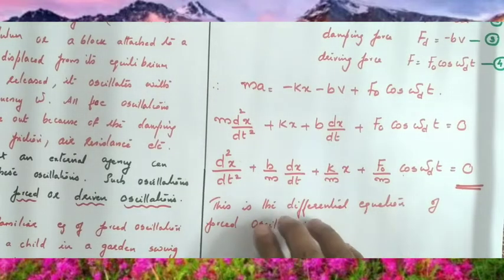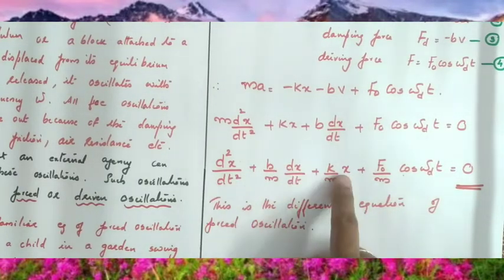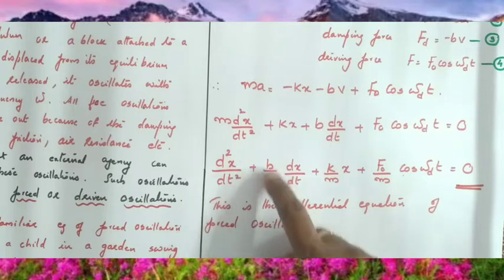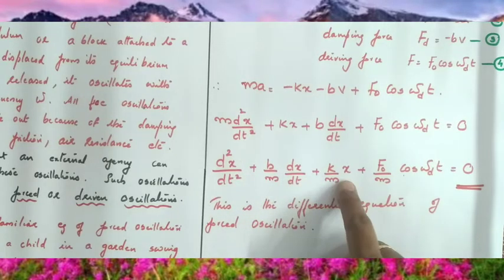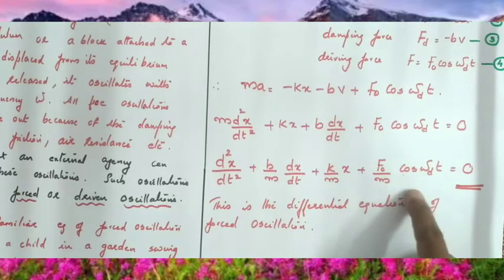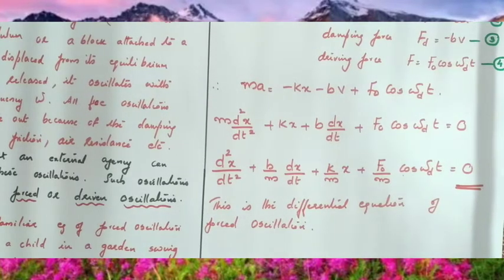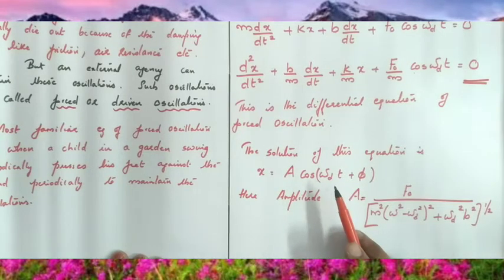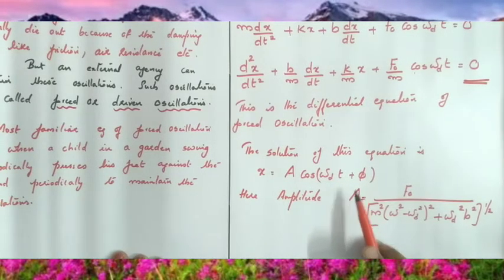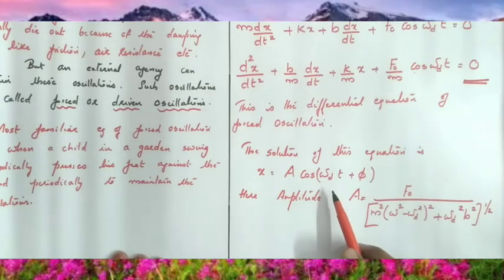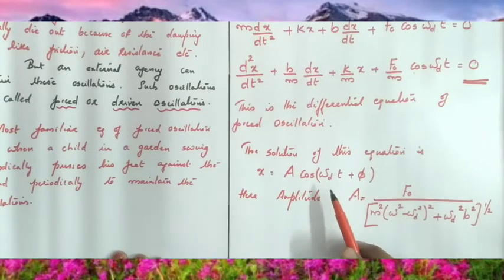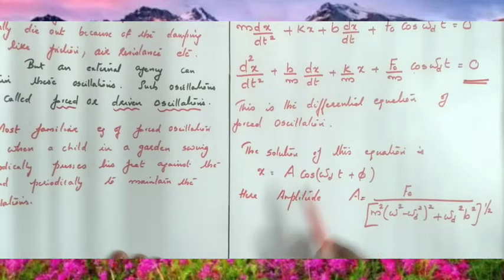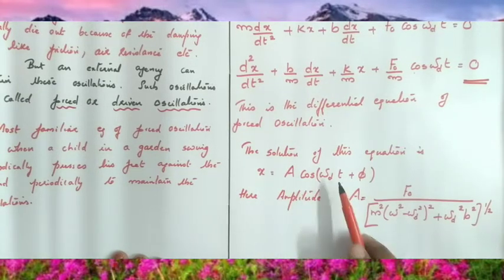Okay, in a driven simple harmonic motion, there are 4 terms: d square x by dt square plus b by m into dx by dt plus k by m into x plus F0 by m cos omega d t equal to 0, and this represents the differential equation of a forced oscillation. The solution of the differential equation is x equal to A cos (omega d t plus phi). Here omega d represents the angular frequency of the driving force, that external force. So the solution is x equal to A cos (omega d t plus phi).